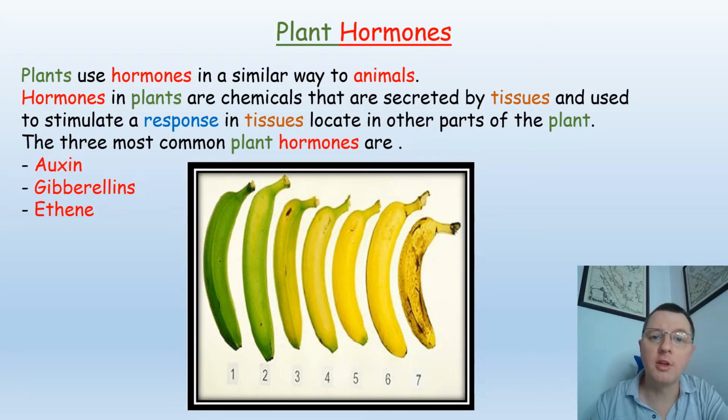Plants use hormones in a similar way to animals. Hormones in plants are chemicals that are secreted by tissues, and they're used to stimulate a response in tissues located in other parts of the plant. That might be a tissue only a few millimeters away, or it might be a tissue a number of centimeters or even perhaps meters away. The three most common plant hormones are auxin, gibberellins and ethenes.